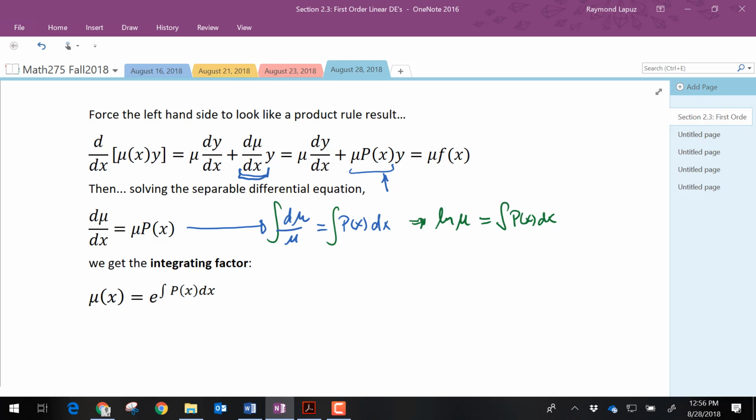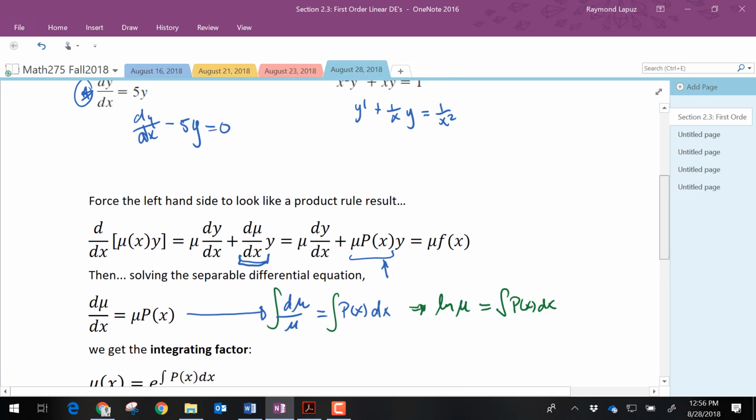And this is our integrating factor. What that means is that this is the function, the expression that we're going to multiply the equation by, so that we can look at the left-hand side as a product rule and then eventually be able to solve for the problem. Okay, so that's the plan.